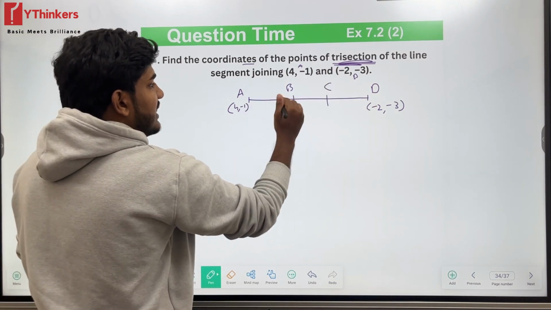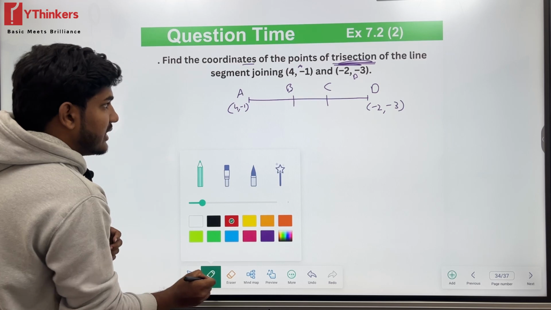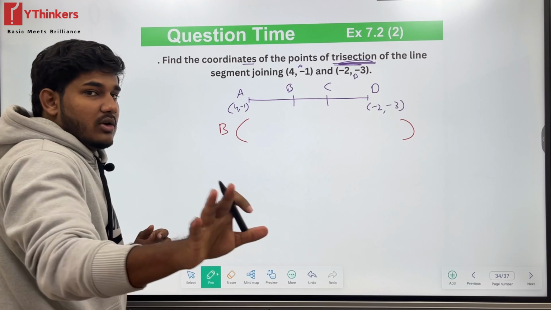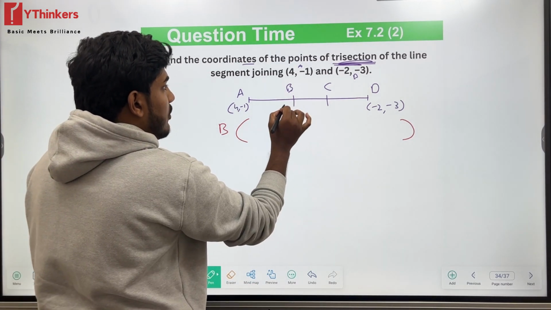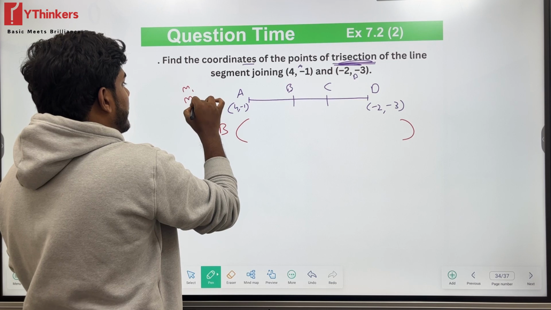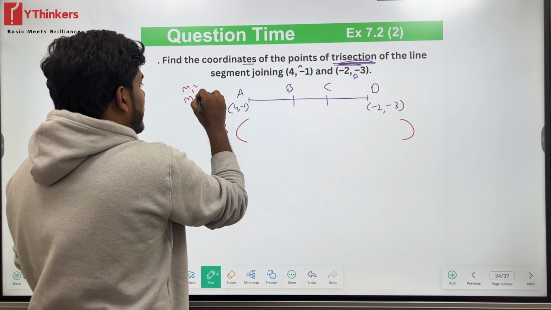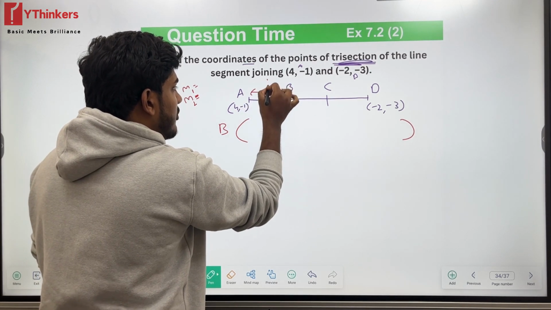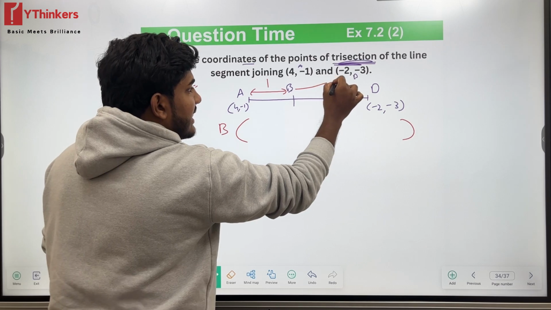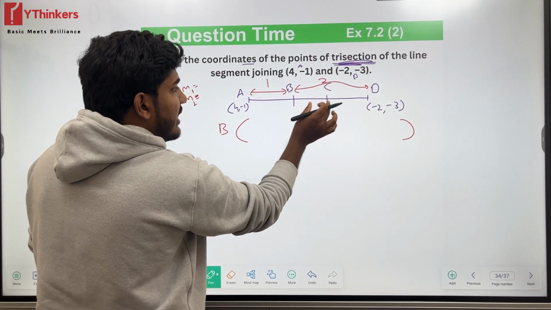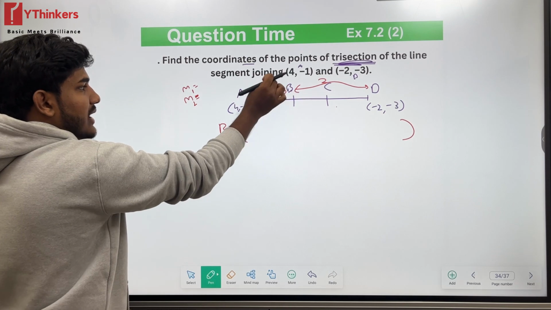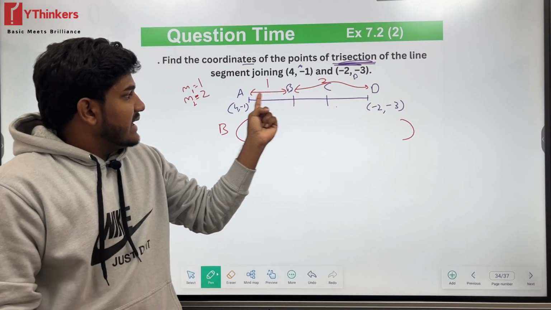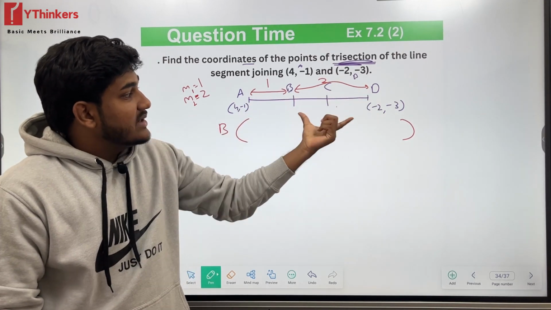Okay, let's find first B. Let's find the point B. Let's take a different color for B. I have to find out the coordinate of B. I'll directly use the formula and find B's coordinate. Okay, simple. If I see B, what is my M1 for B and M2 for B? It is very simple. M1 for B will be, assume, 1. What will be M2? From here to here, this is 2, by 1 plus 1, 2. So M1 will be 1, M2 will be 2. Correct. For B the part on this side is just 1, but the part of that line segment is 2.